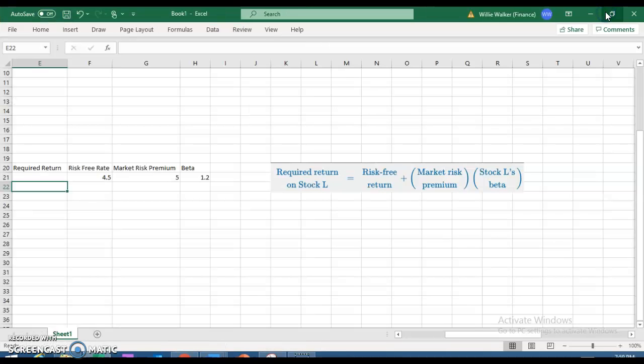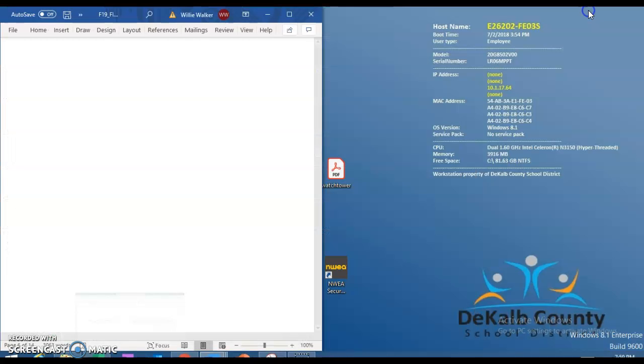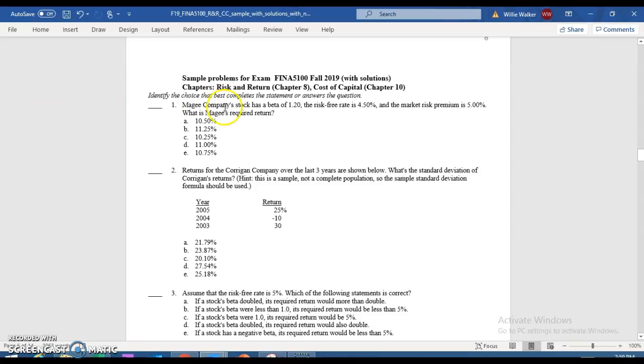My formula says that I need to multiply the market risk premium times the beta and add the risk-free rate. So I can just set this to equal this times this plus this. 10.5 is the required return. So now I can say that the answer is A.